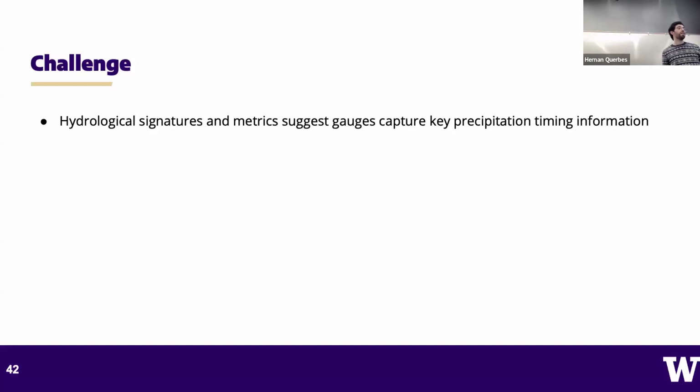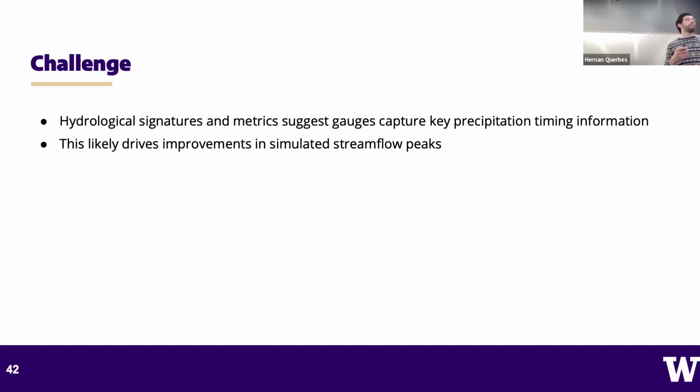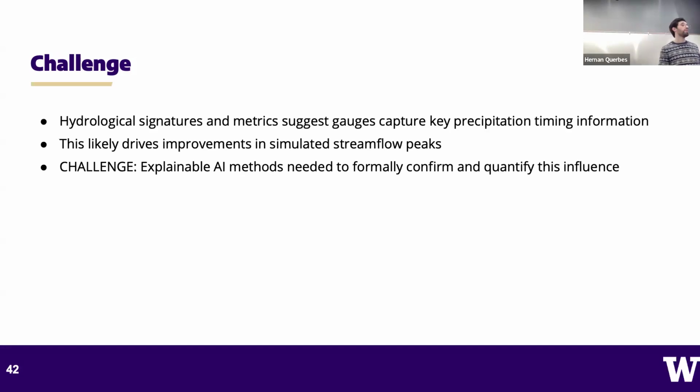So what's the challenge now? These hydrological signatures seem to improve when using gauges because we think that they have key information when it's about the timing of the precipitation. So this is what likely improves our simulations, but we still have to prove that. So our challenge here is maybe we can use some explainable AI methods to formally confirm this and quantify this improvement too.